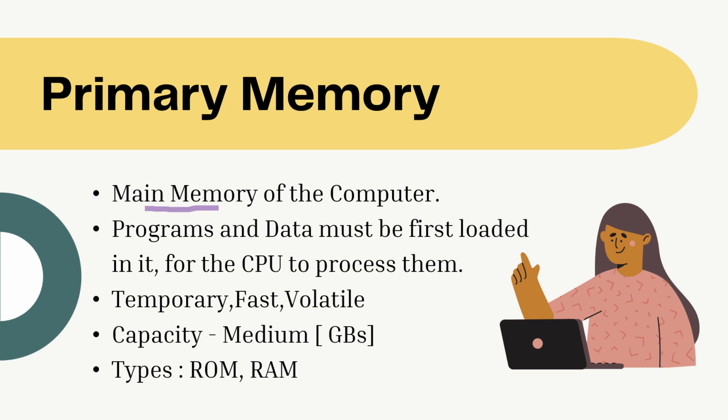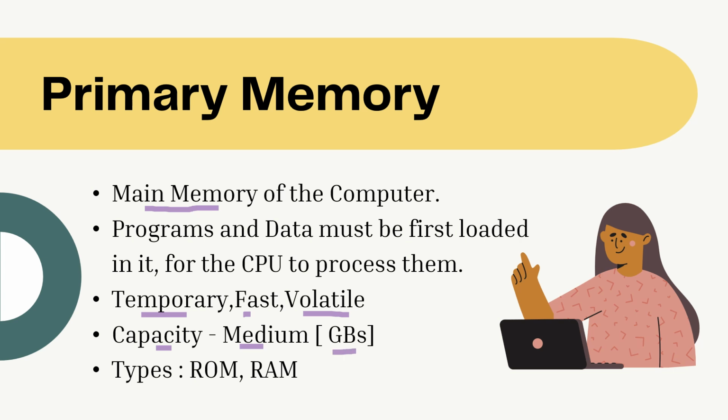It is temporary or volatile memory. Volatile memory means the data is lost when the power is turned off. So when there is no power, all the data stored will be lost. That's why we call it a temporary memory. The speed is faster than the secondary memory, and its capacity is medium-sized. We can store data in the range of gigabytes.